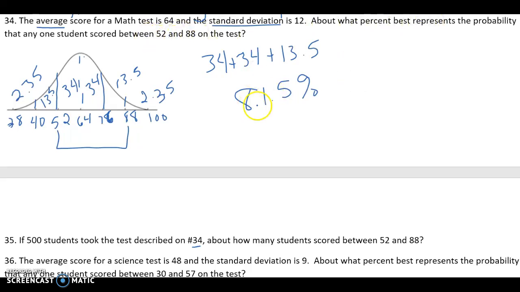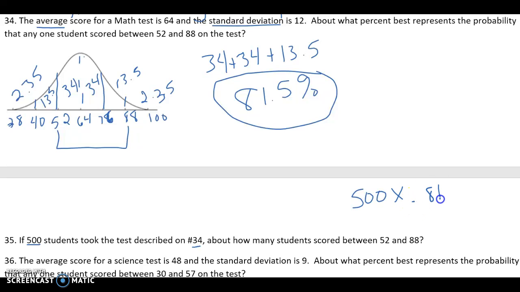All right, so we found that 81.5% of the students scored between a 52 and an 88, right? If there are 500 of them, how do I figure out how many people that is? Okay, take 500 and I multiply it by 0.815. Move the decimal twice, right? That's a percent, so I move the decimal twice. 500 times 0.815 gives you 407.5.